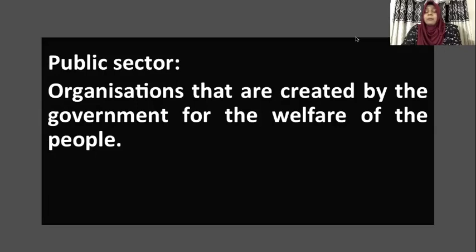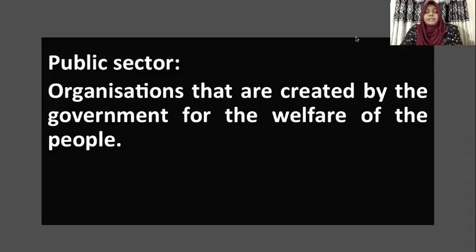If you're thinking about public sector businesses, they are organizations that are created by the government for the welfare of the people. Main purpose of public sector businesses will be to satisfy needs of the community. But even though the main aim is to provide goods and services for the welfare of the people, there might be situations where some of the public sector organizations might be aiming to get profit, depending on the kind of activity that they are carrying.